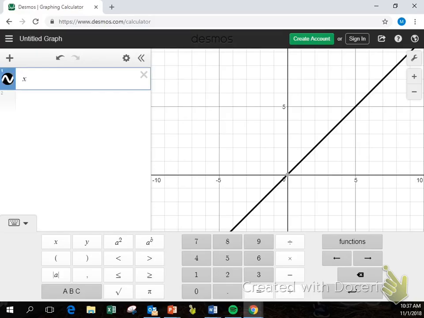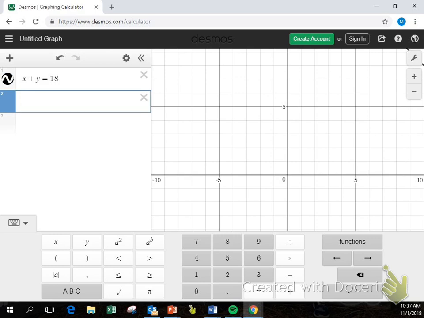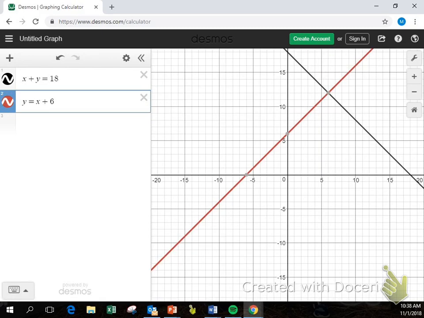So it was x plus y equaled how many? 18. And then for our second equation, we had the math questions or did we have the science questions equaling? So was that our x or is that our y? That's our y. Okay, we said our science questions was our y. So y equals x plus 6. Now we're going to have to zoom out a little bit. And there's our point of intersection.